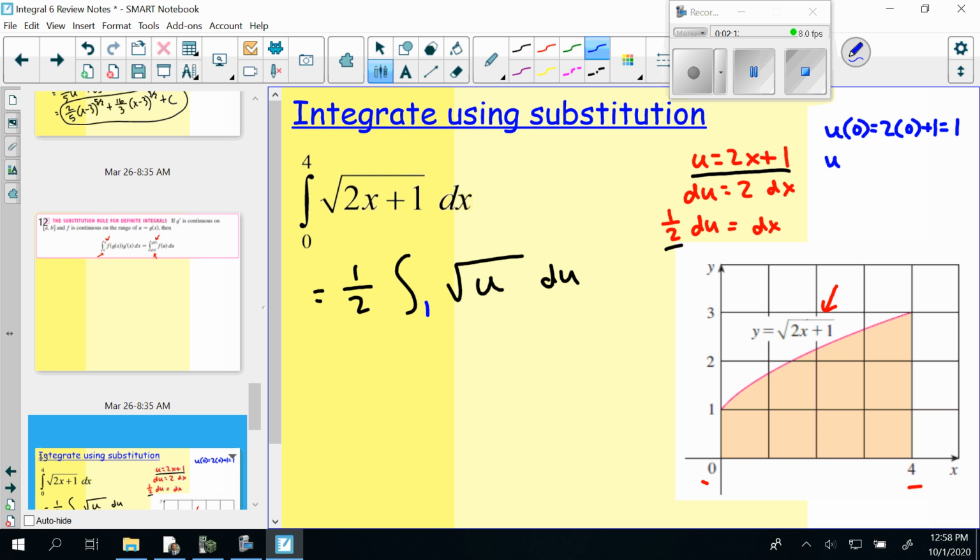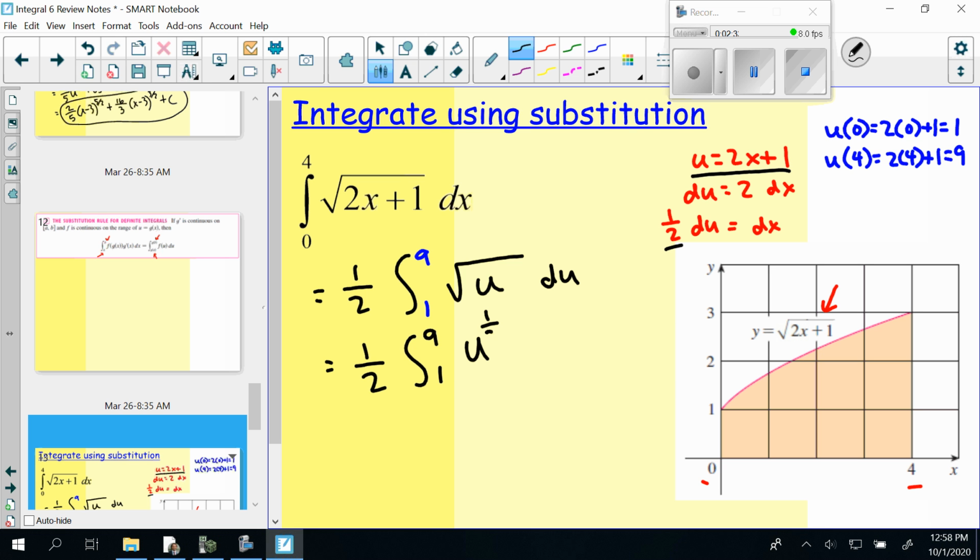Let's do the same thing with 4. So if we change 4, 2 times 4 is 8, plus 1 is 9. So this limit here changes to 9. To solve this one now, we've got 9 to 1.